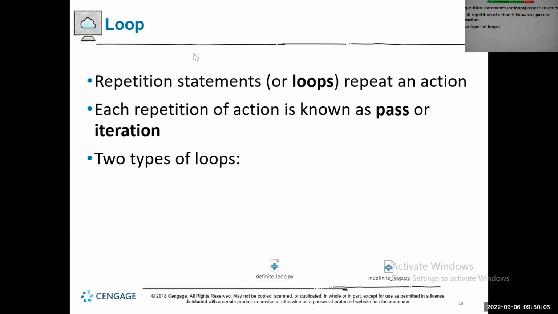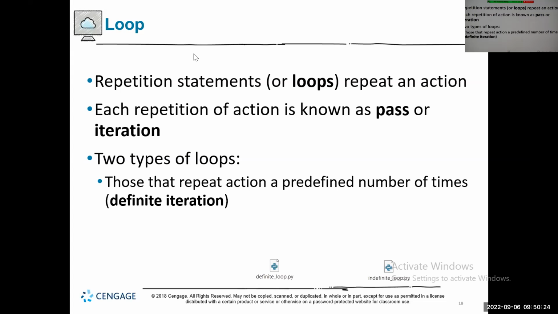So the loop is also an action of repetition. Repeat an action here, and each time the program does it, the code is a pass or iteration. They call it iteration here. And normally you have two types of loop. The first one is the definite loop. Those that repeat the action a predefined number of times, or the definite iteration.